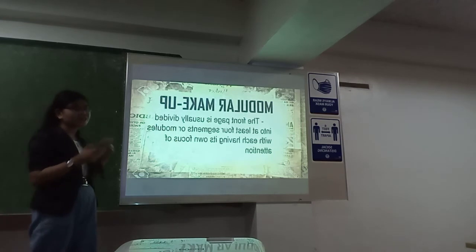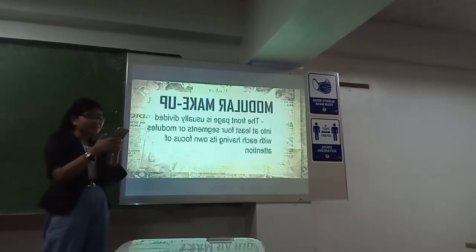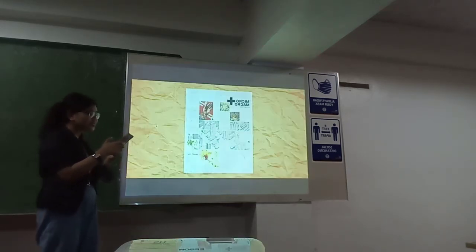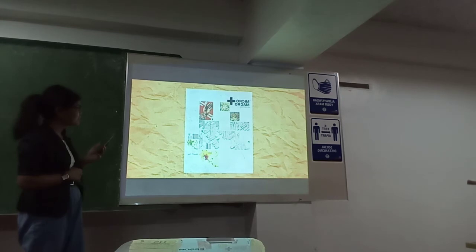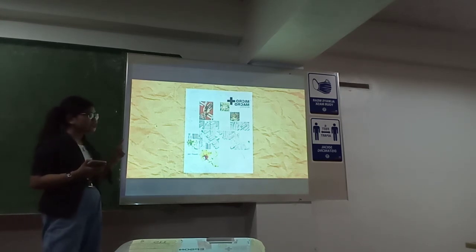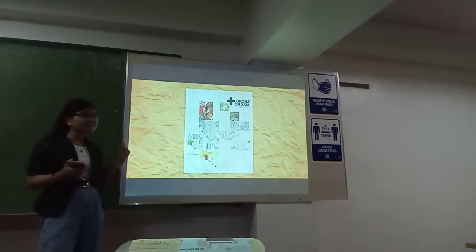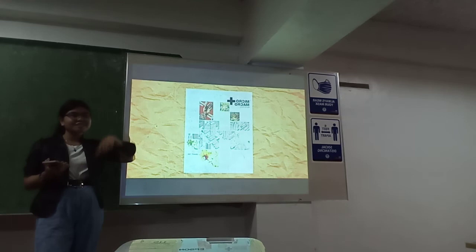So, in modular makeup, actually, it is much of contemporary newspaper. And this is an example. So, in this kind of makeup, it uses a grid system. Do you know what is a grid system? Something like this?